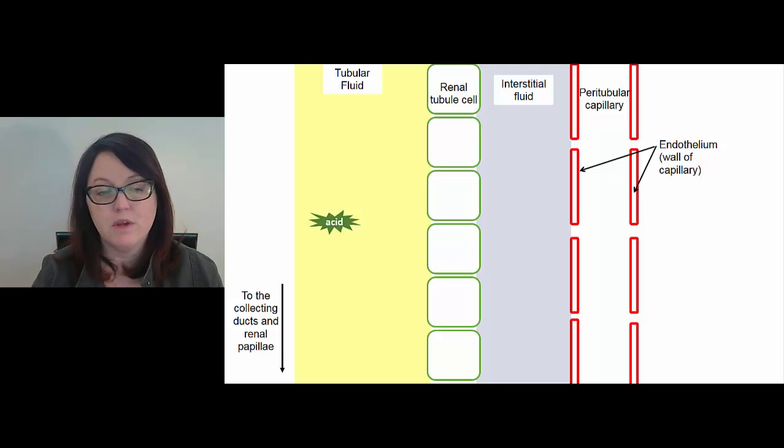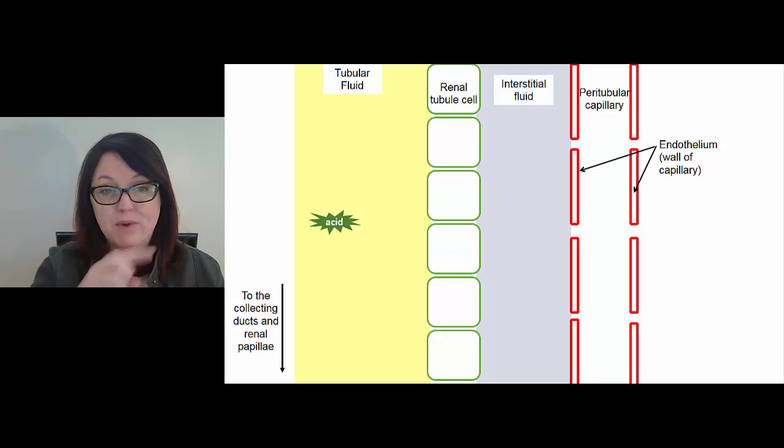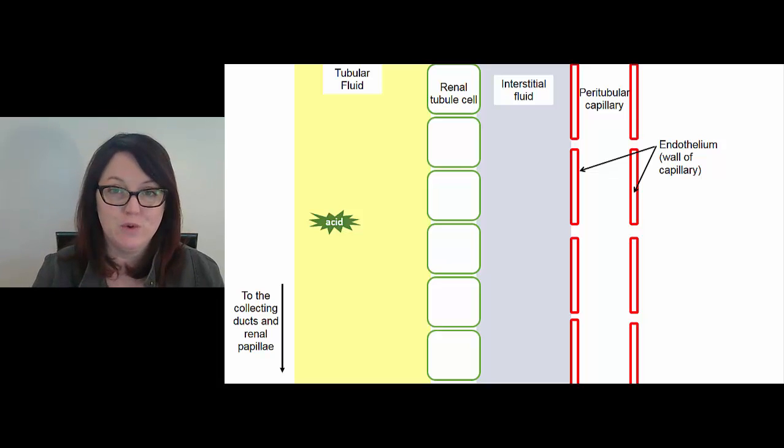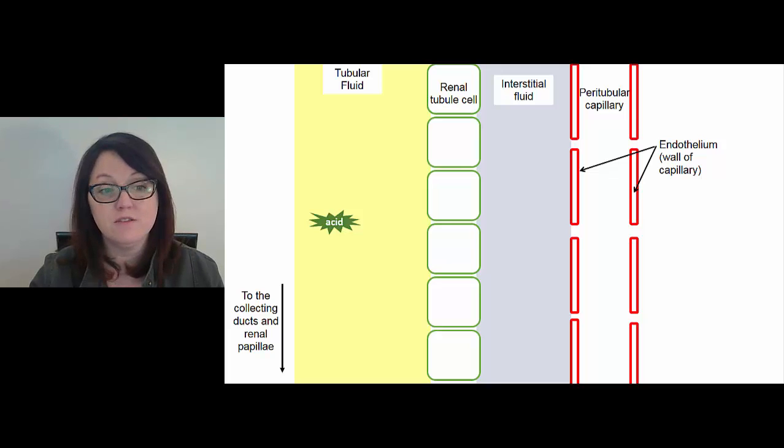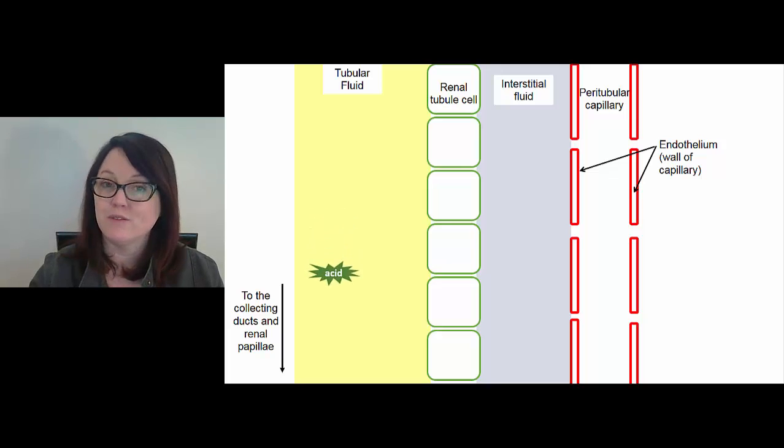So let's take a look at another example. Here we have some acid in the tubular fluid. Is this acid going to be secreted, reabsorbed, or neither? Well, if the acid was actually in the peritubular blood, we could secrete it into the tubular fluid, but it's already in the tubular fluid, so we can't secrete it. So our other option is reabsorption. And do we really want to add acid to our blood? No. So really what's going to happen here is the acid is going to enter into the collecting ducts and eventually will be excreted outside the body.